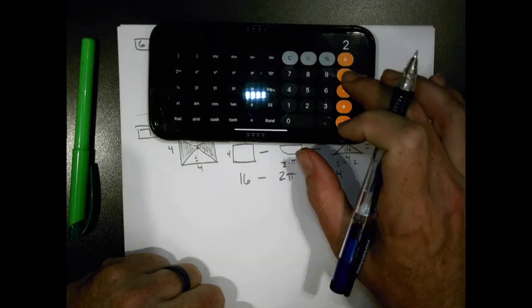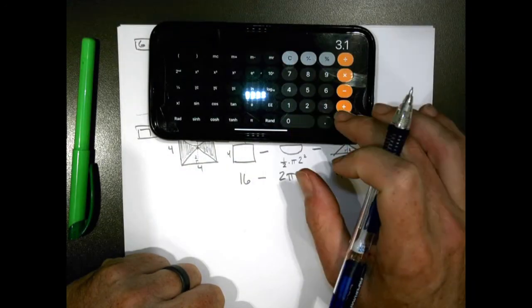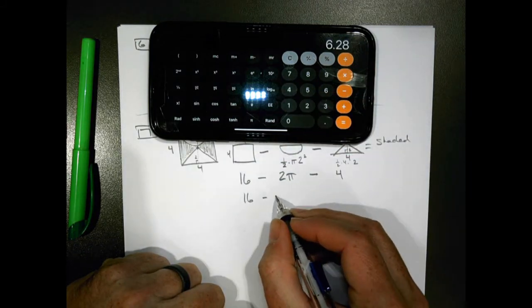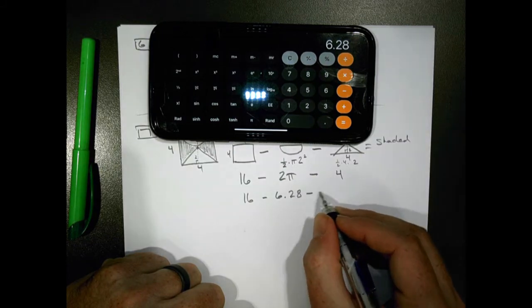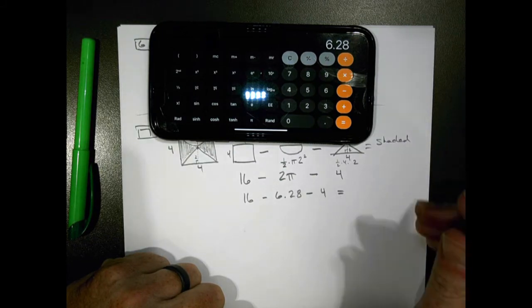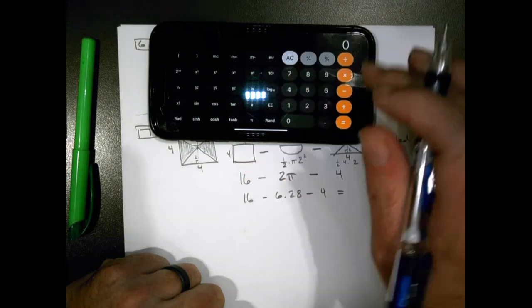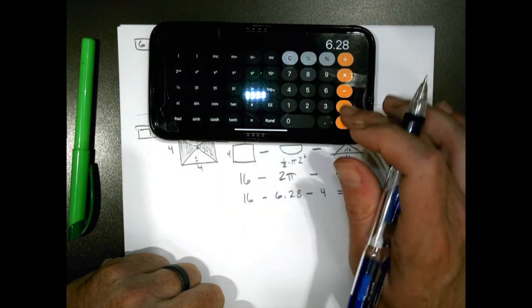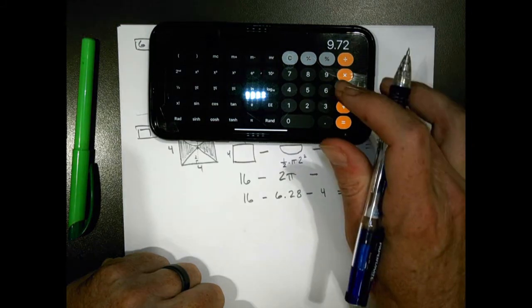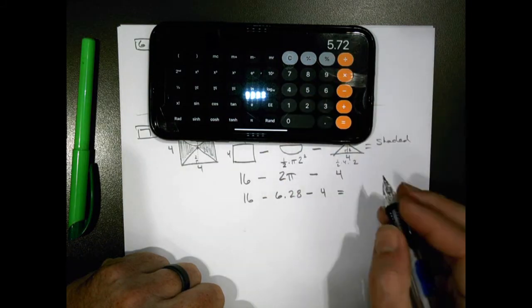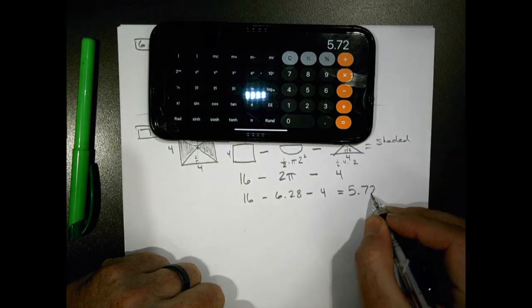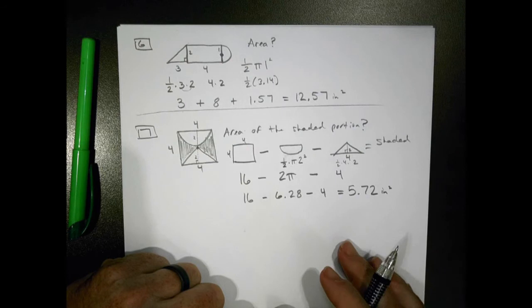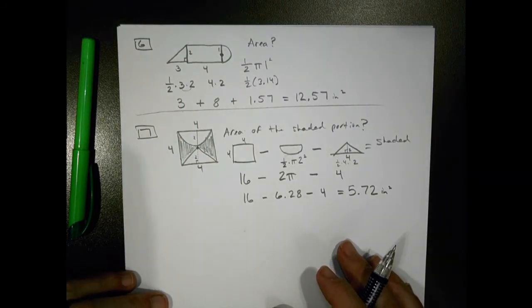I'm going to do 2 times 3.14, which is 6.28. All right. So what do we have? We have 16 minus 6.28 minus another 4 is going to be the area of our shaded region. So 16 minus 6.28 gets me to 9.72, and subtract 4 more, and now we're at 5.72. And again, I'm just going to say inches for now. Inches squared is the area of that shaded region.